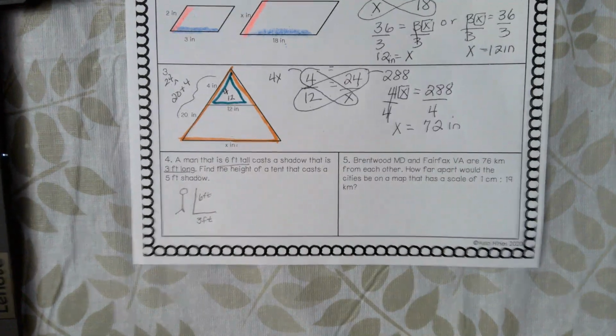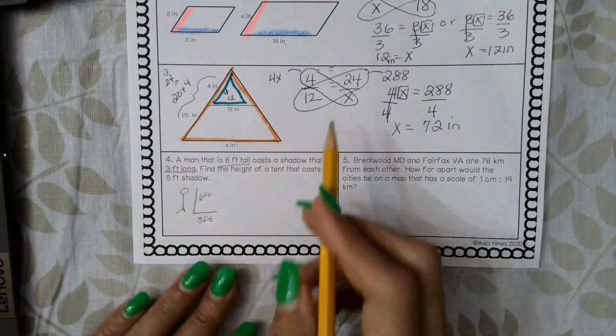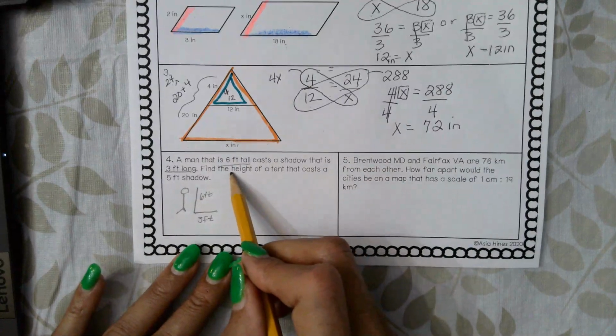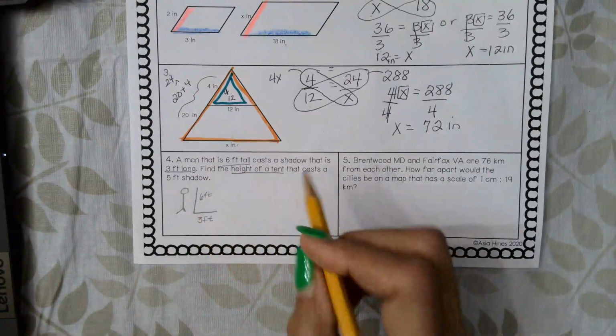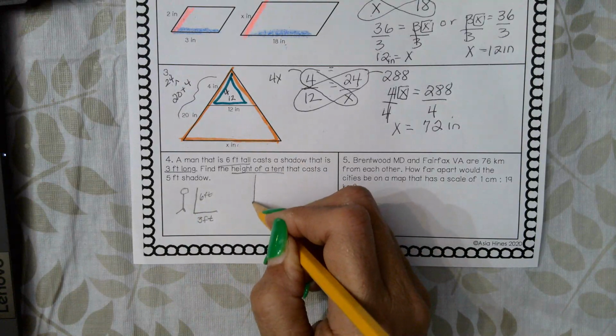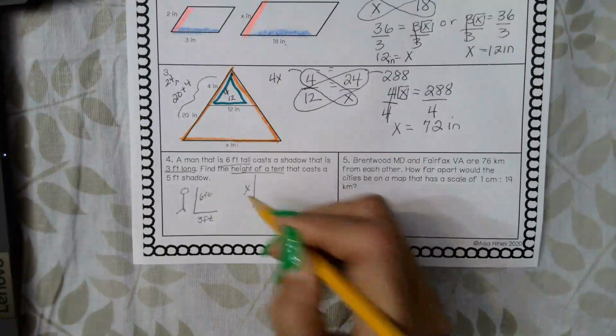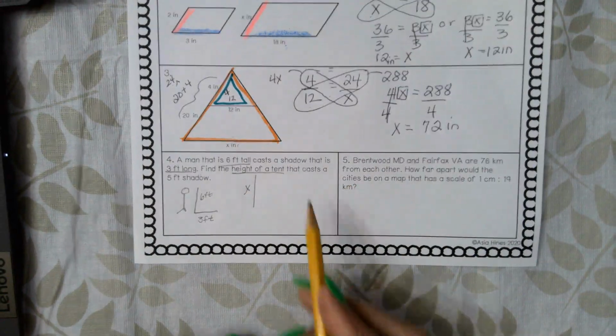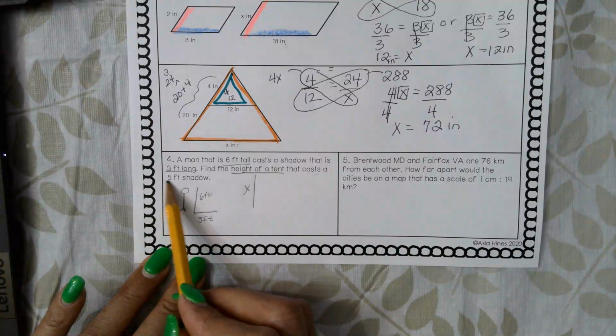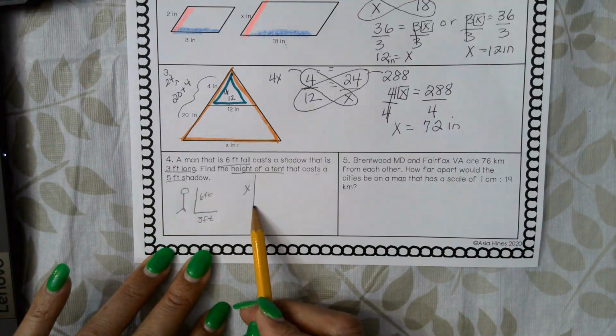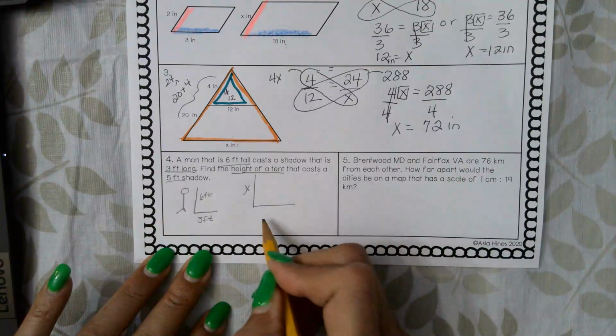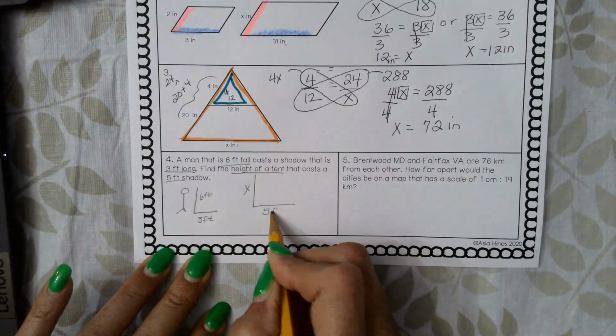So now it says find the height of the tent. Do we know how tall the tent is? No. So for this tent, I'm going to draw that line, and I'm going to put this X, because we don't know what the height is. But it did tell us that the shadow is 5 feet. 5 feet.